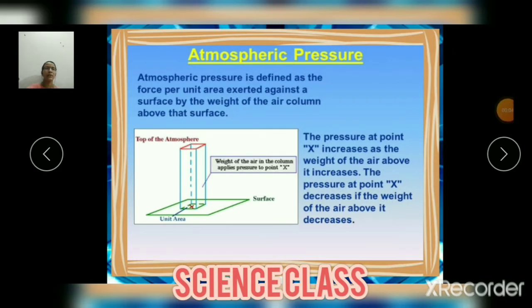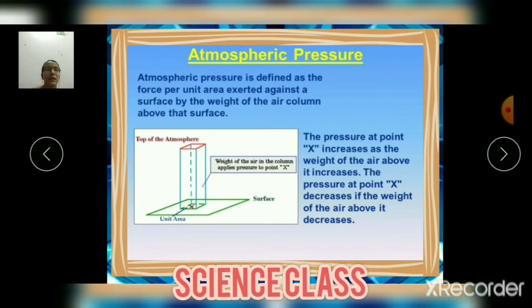As you know, in the previous class we discussed pressure and fluid pressure. Now today we will discuss atmospheric pressure. Atmospheric pressure is the force exerted by the weight of the atmosphere over unit area. As you know, air is present in our surroundings, so the pressure created by the air is known as atmospheric pressure.